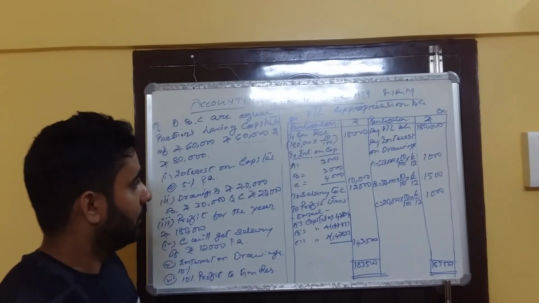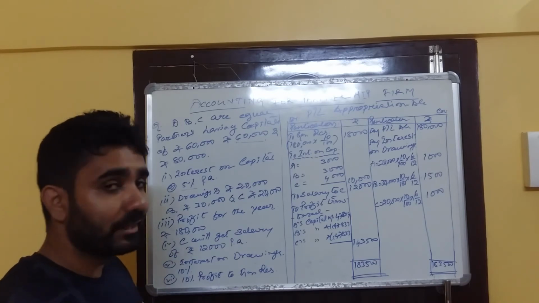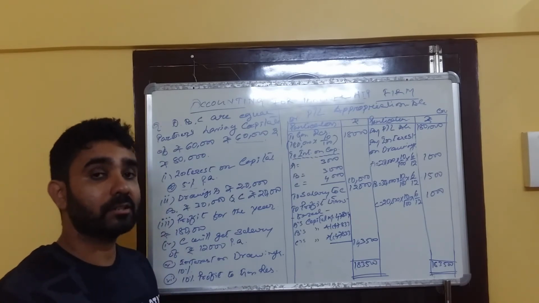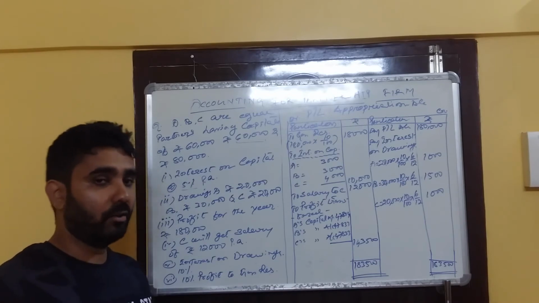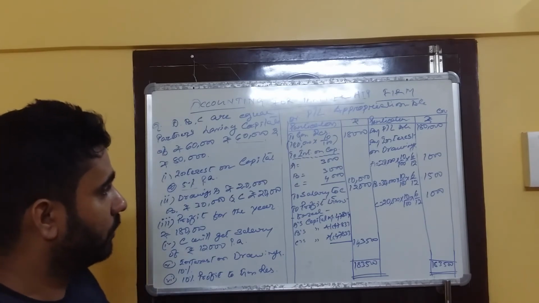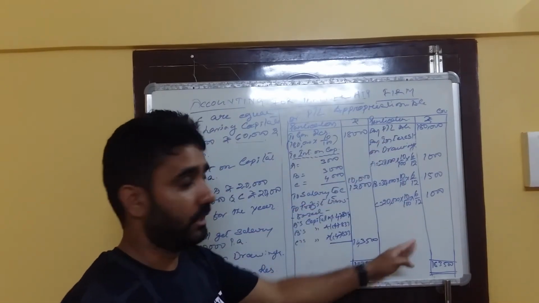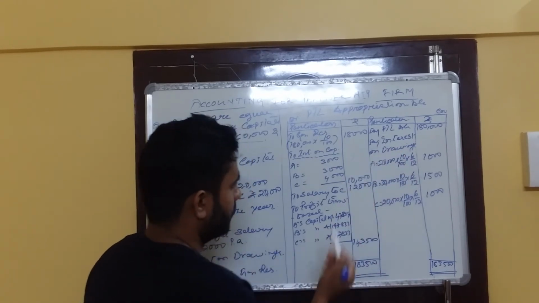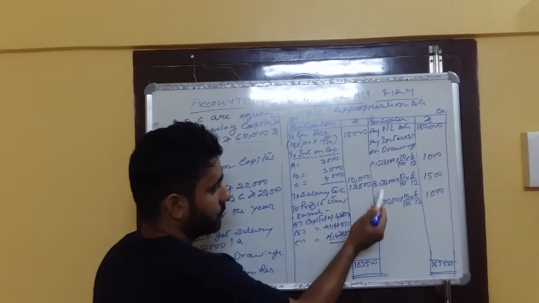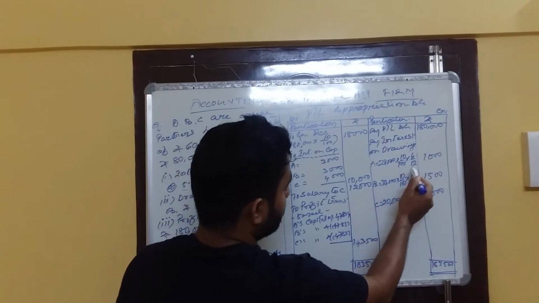So we can directly understand that it is the income of the firm. The firm will get some interest from the partners on their drawings. All income comes on the credit side, so I have written interest on drawings. A has withdrawn 20,000: 20,000 into 10 by 100, 6 by 12.